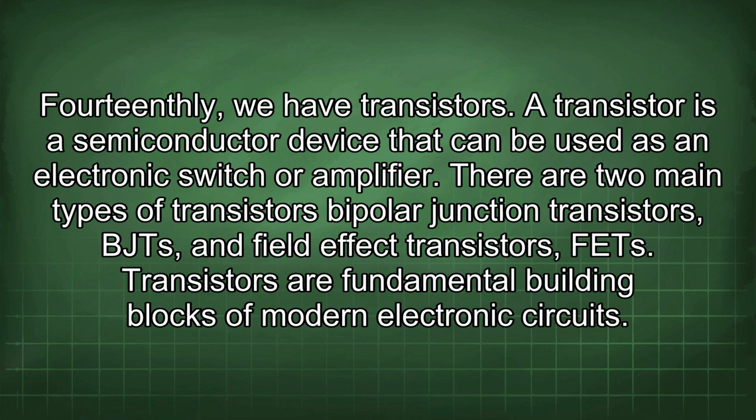14thly, we have transistors. A transistor is a semiconductor device that can be used as an electronic switch or amplifier. There are two main types of transistors: bipolar junction transistors (BJTs) and field effect transistors (FETs). Transistors are fundamental building blocks of modern electronic circuits.